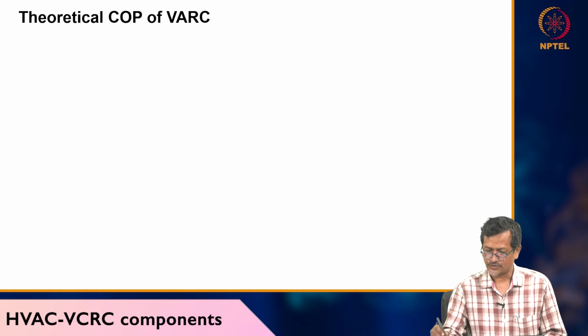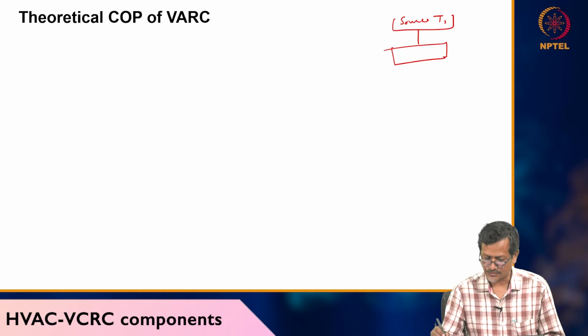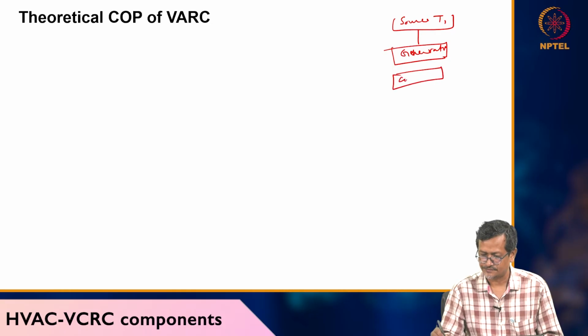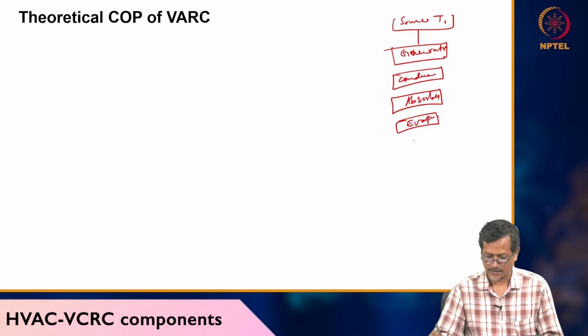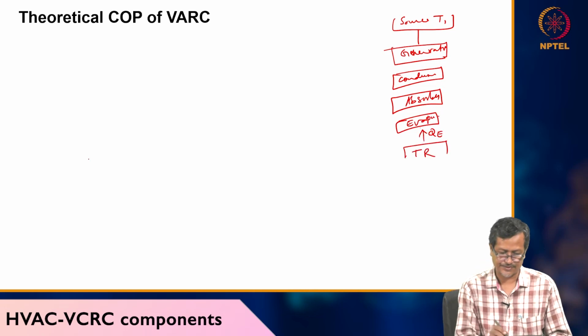So source at T1, from the source it is going to the generator, to the condenser, then absorber, evaporator, then you have QE, at the region of TR, meaning refrigerant.